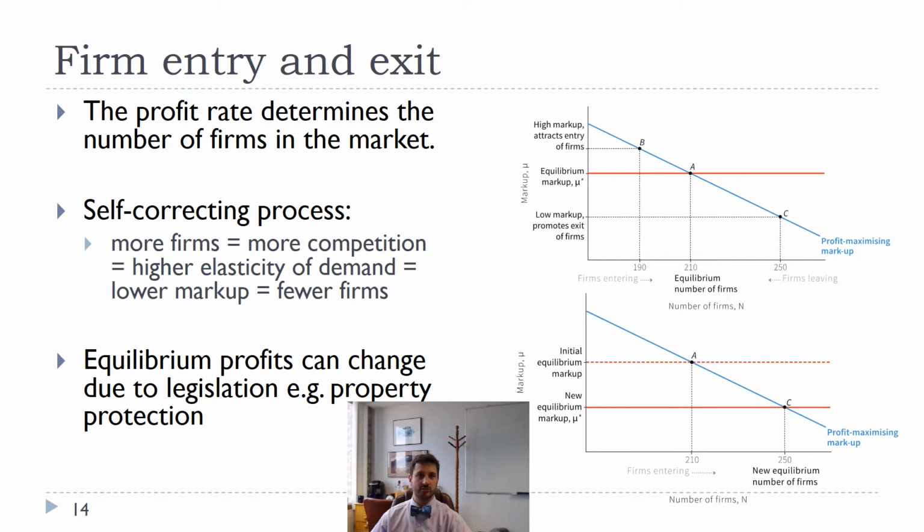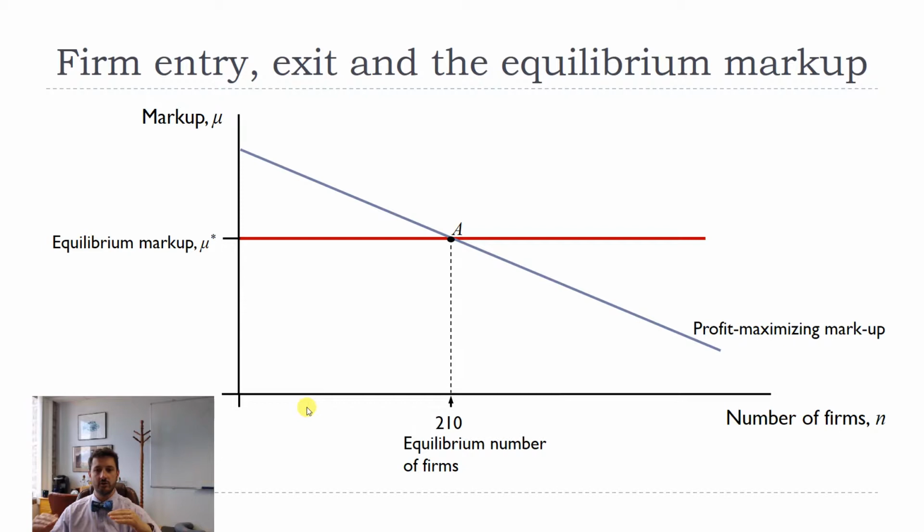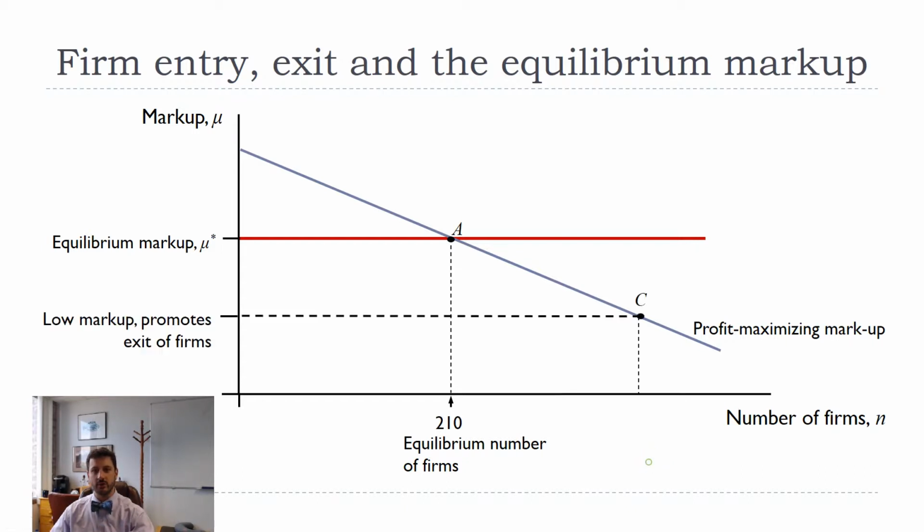profit and technological change. So here on this graph, we have the number of firms on the horizontal axis and the equilibrium markup on the vertical axis. Remember, the equilibrium markup comes from how many firms there are, how competitive it is, how much differentiation there is, things like that. Here at equilibrium, we've got 210 firms and we've got some mu star. This little letter is the Greek letter mu for markup. And we're at equilibrium with 210.